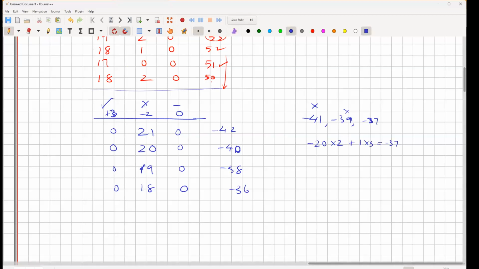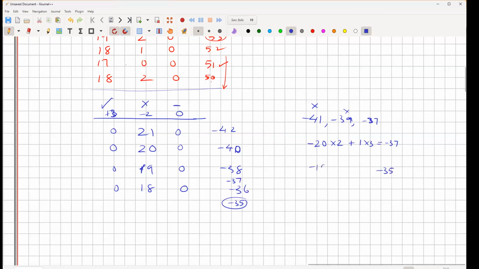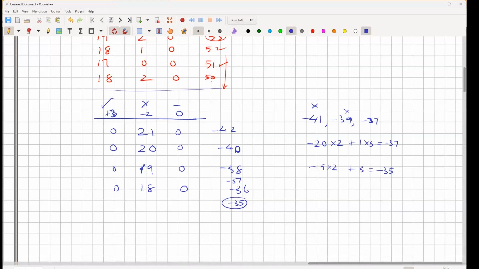If minus 37 is possible, then we can rest assured that minus 35 also should be possible from that. Okay, give me an example for minus 35, guys. Anyone? Minus 19 into 2 plus 3 is minus 35. Right? Agreed? So minus 37 was possible, so I should ignore this.